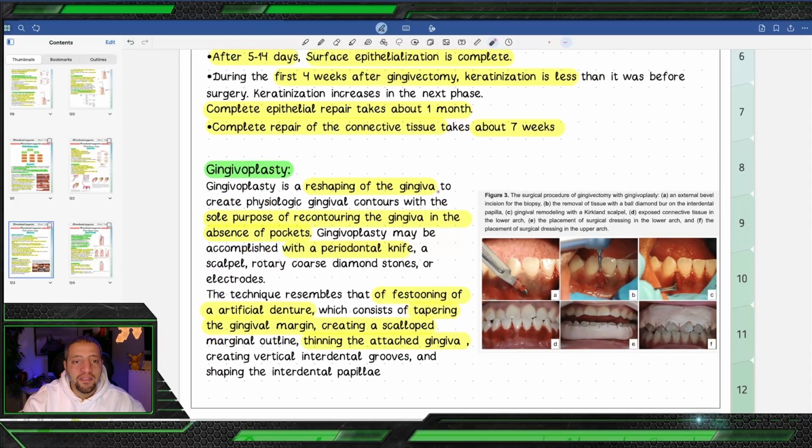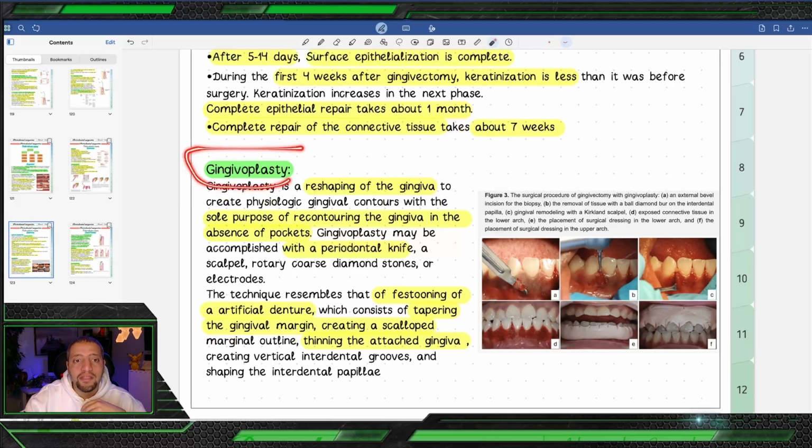Here we are shaping the gingiva to create a physiological gingival contour, with the sole purpose of recontouring the gingiva in the absence of pockets. So we don't have even a pseudo pocket, infrabony pocket, no pocket here. Gingivoplasty may be accomplished with a periodontal knife or scalpel, rotary coarse diamond stone, or electrodes. The technique resembles that of festooning of an artificial denture, which consists of tapering the gingival margin, creating a scalloped marginal outline, and thinning the attached gingiva.